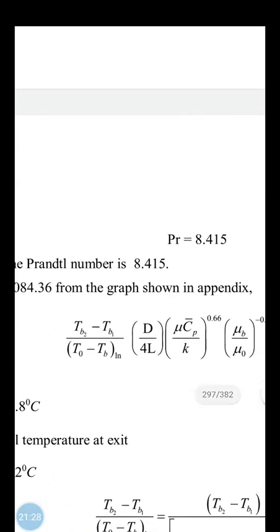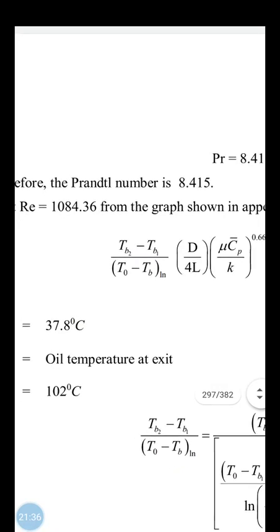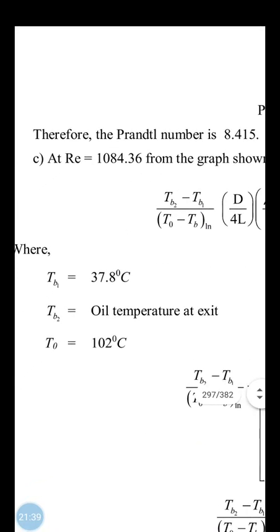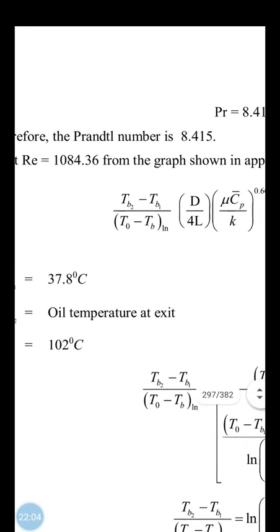Finally, how to calculate the exit temperature of the oil? Keep in mind, you cannot calculate the exit temperature of the oil directly by putting in any equation. You have to use again the same graph and the same equation that you studied earlier. So for that you can write Tb1, that is the temperature at the inlet of the fluid, 37.8 degrees Celsius. Tb2 is the oil temperature at the exit, and you have to find out Tb2. And what is T0? T0 1 and T0 2 are the same. It is the 102 degrees Celsius wall temperature.